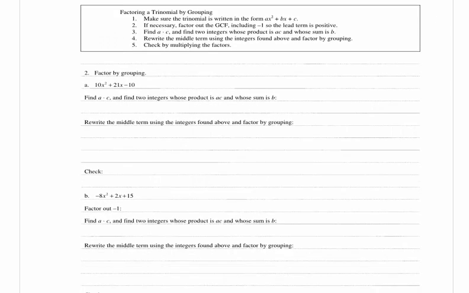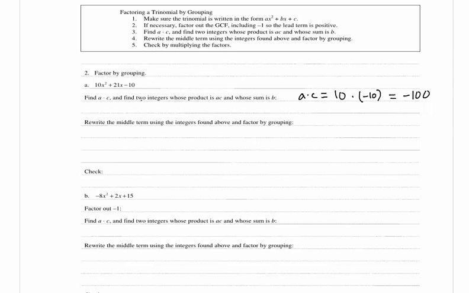In 2, we have factor by grouping. In A, we have 10x squared plus 21x minus 10. And the first thing they want us to do is find a times c, and find two integers whose product is a times c and whose sum is b. So a is equal to 10, and c is equal to negative 10. And 10 times negative 10 is equal to negative 100. So we need two integers whose product is negative 100 and whose sum is 21. B is equal to 21.